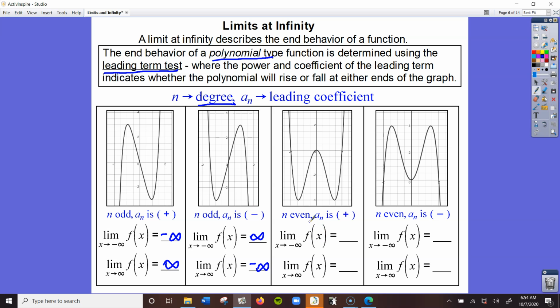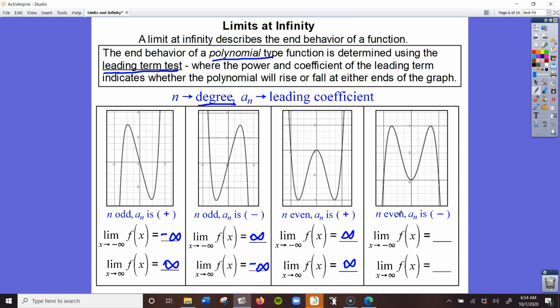For even exponents, when the leading term has an even exponent, both ends are going to go in the same direction. So if the sign is positive, that means that both ends are going up towards positive infinity.